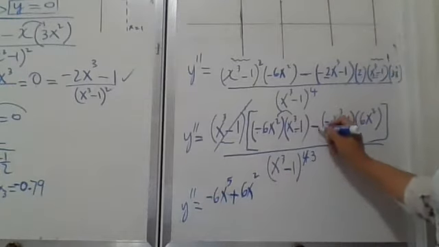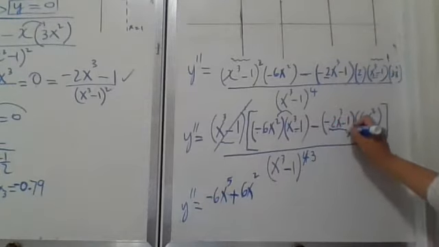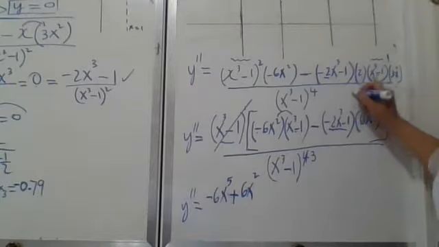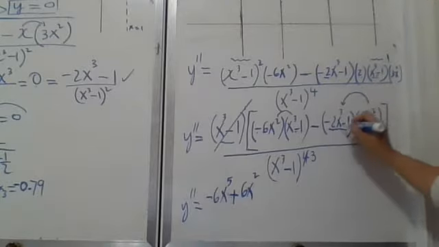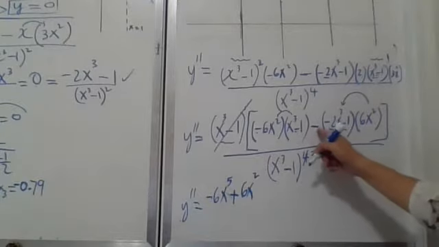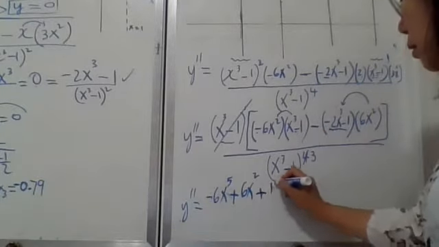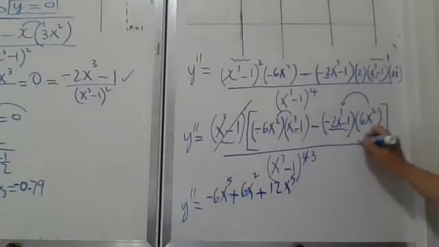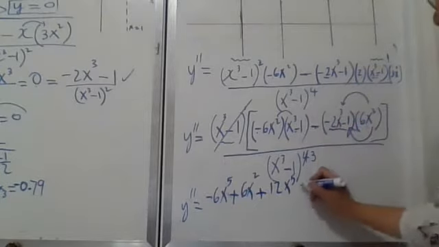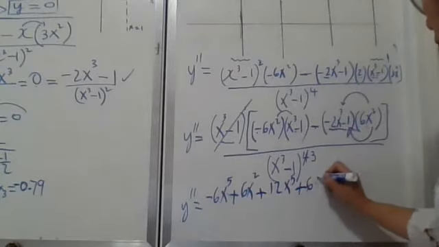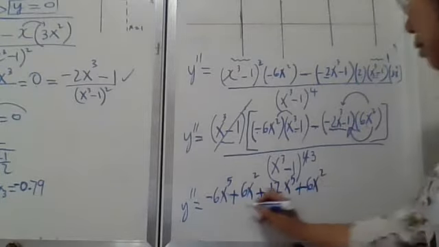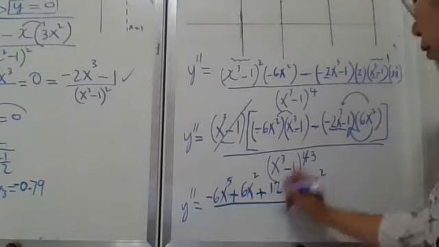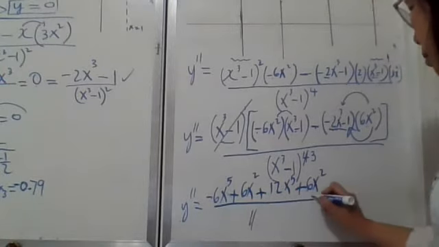Now this one, we change the sign here, but we're going to multiply this with this, right? So 6 times 2 is 12, and that should be minus. However, because of the negative sign, it should be plus 12x to the power 5. And this time this will be minus, but because of the sign, it becomes plus as well, 6x squared. All of this over the same denominator.